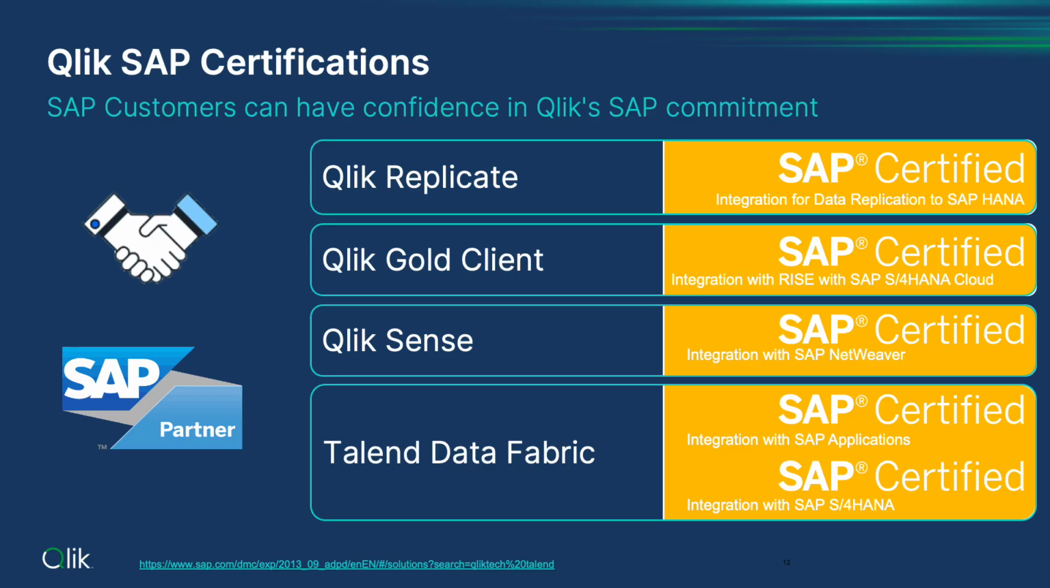We just mentioned in the previous slide all those different types of data we're going to be able to access, but let's specifically focus in on SAP. SAP, of course, is the leading data provider ERP for most manufacturing companies, at least large manufacturing companies in the world. And because of that, you need to have confidence that Qlik is committed to SAP's strategy, committed to being certified with SAP, and we are, whether it's Qlik Replicate, whether it's Qlik Gold Client, Qlik Sense, or Talend Data Fabric. All of these entities have achieved certifications for working with SAP.